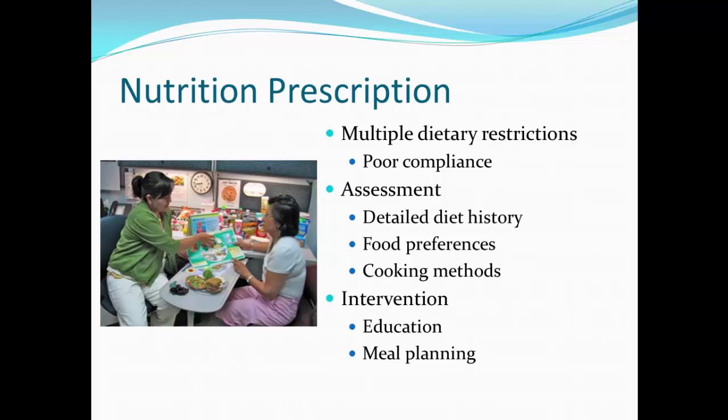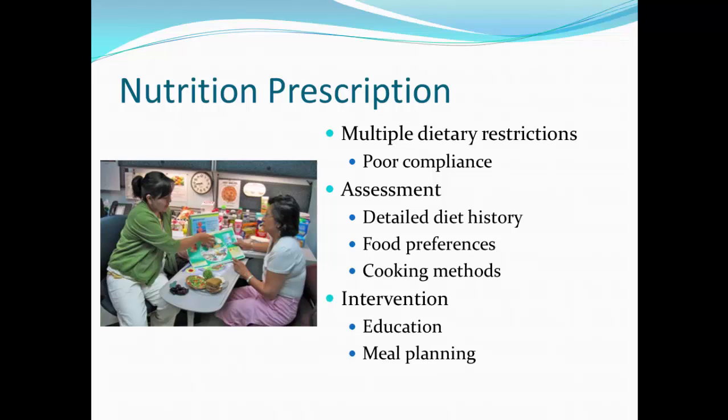Regarding nutrition prescription, there are many dietary restrictions for renal patients. This is what contributes to the poor compliance that is very common with this population. Assessment must include a detailed diet history, food preferences, and cooking methods. Understanding how the patient consumes their foods on a daily basis can help to individualize the approach. This is especially important for renal patients. An individualized approach will help to improve compliance.